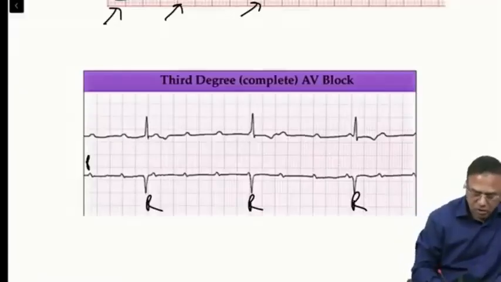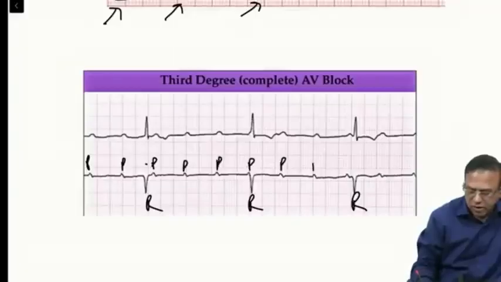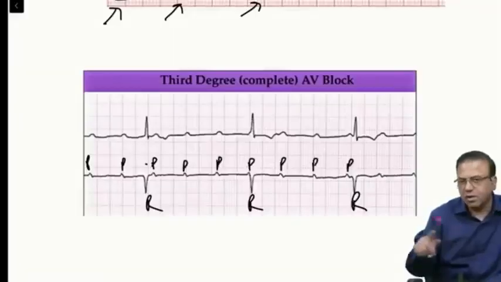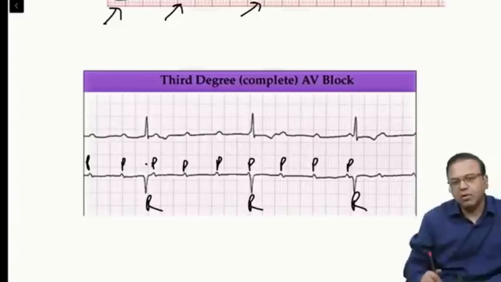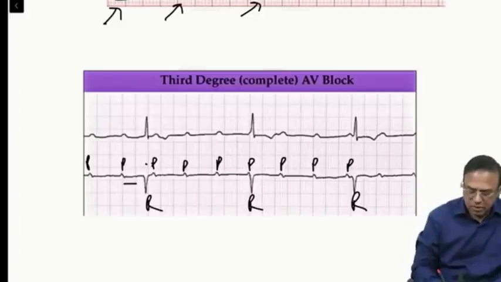You may or may not be able to identify all the P waves. If you can identify the P waves, good. If you don't, don't worry about it. If you find a fluctuating PR interval with the equal RR interval, you are safe in telling complete heart block. So you can see the PR interval is changing.